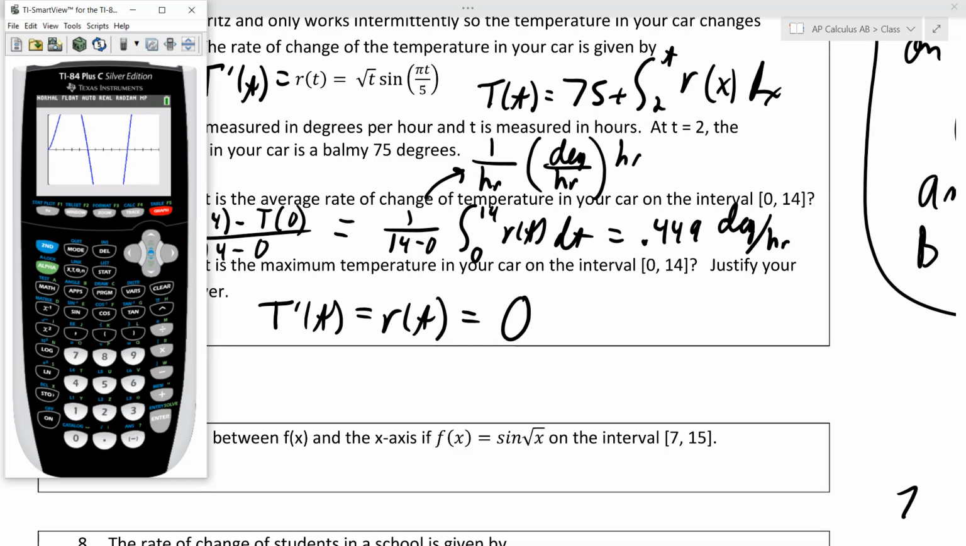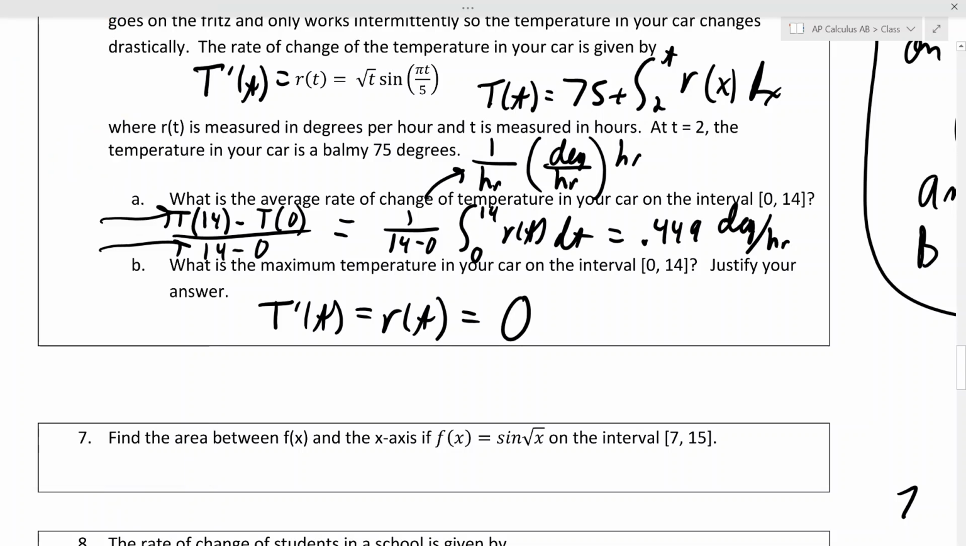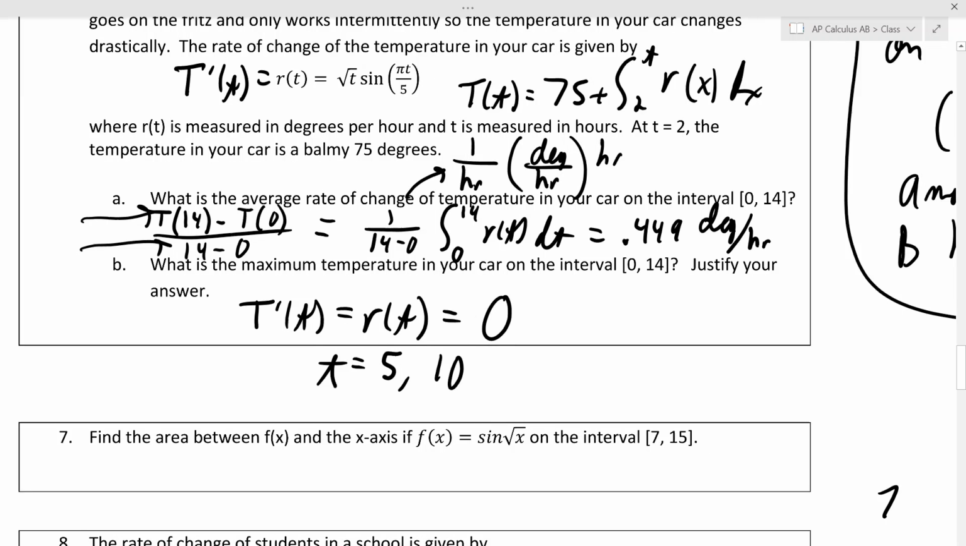Okay, so you can find those zeros if you want to tell me they are 5 and they are 10. So that's the answer to this question. t equals 5 and t equals 10 hours. Cool. Now, it's not the answer to the whole question. That's the answer to where the derivative is 0.